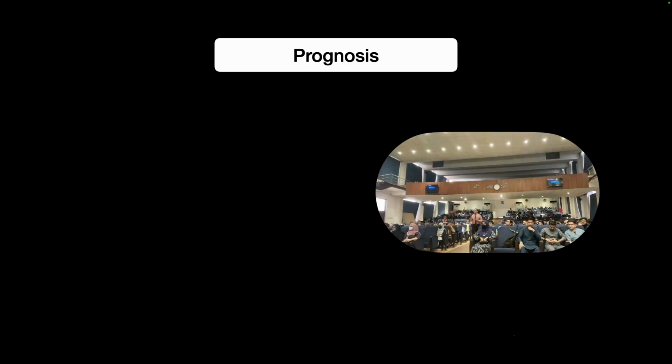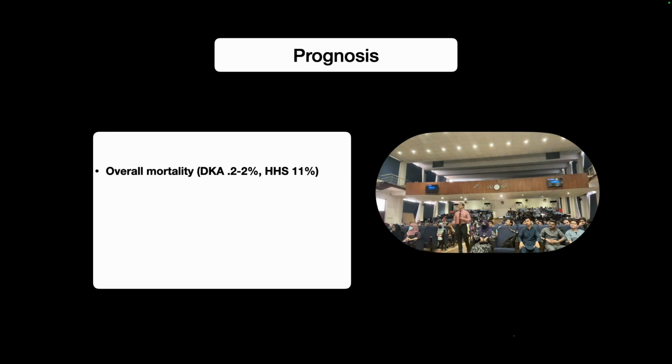DKA is a state in which 95% of patients recover. Even more than that, if you are very careful, mortality in DKA is very low as compared to the hyperglycemic hyperosmolar state. Now I see the prognosis. Overall mortality in DKA is 2.2% and in HHS it's 11%. Why is the mortality high in HHS? Why? You see DKA only 2.2% versus 11%.